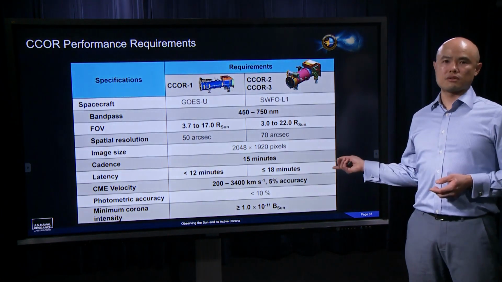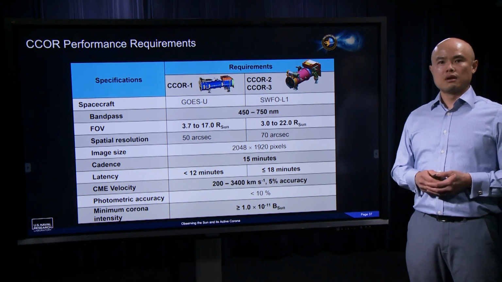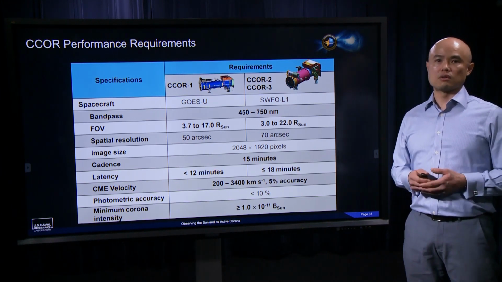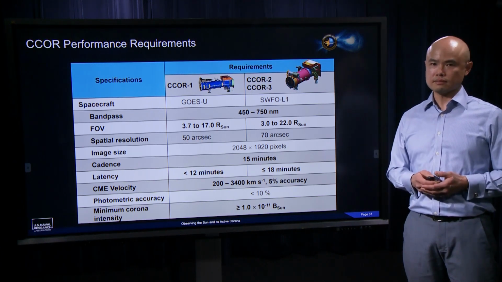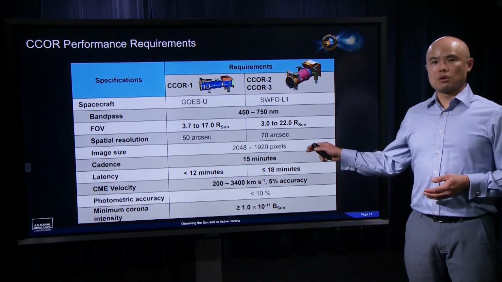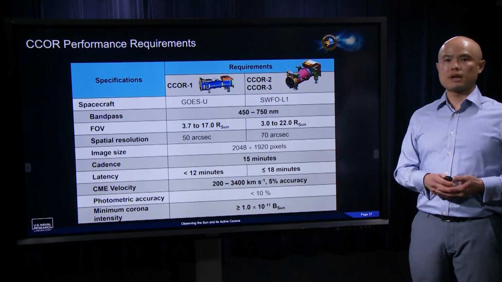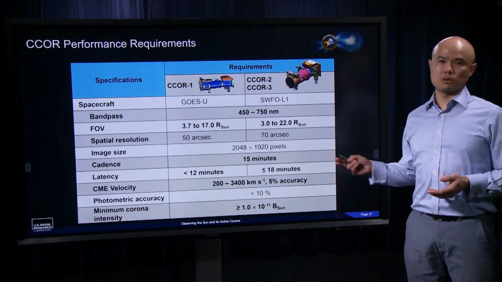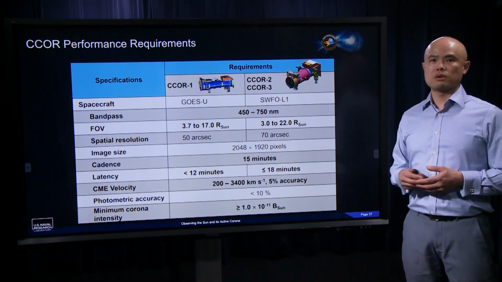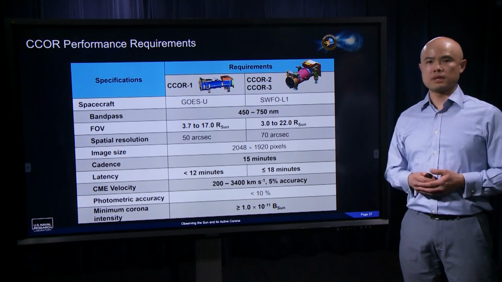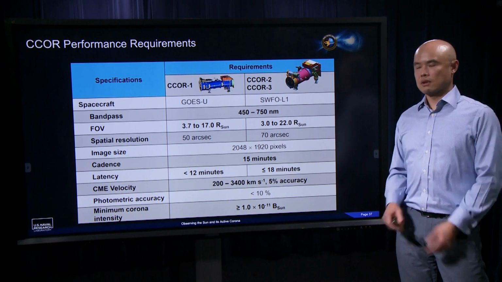This table shows some of the performance requirements levied to us at NRL from NOAA for the CCOR design in order for our coronagraphs to provide the data needed for these forecasts. CCOR will observe the solar corona starting from about 3 solar radii out to 22 solar radii. And the images will be taken every 15 minutes, which will allow NOAA to track CMEs with speeds between 200 and 3,400 kilometers per second.